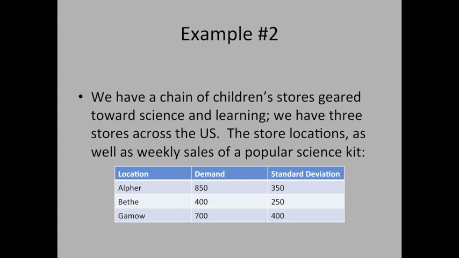Okay, well, on to our examples. We have a chain of children's stores, geared towards science and learning. We have three of these stores across the U.S. The store locations, as well as weekly sales demand and standard deviation of a popular science kit that we sell, are listed here. By the way, can anyone tell me where the names for the three locations come from? It's always a good test to see what people know, I guess.